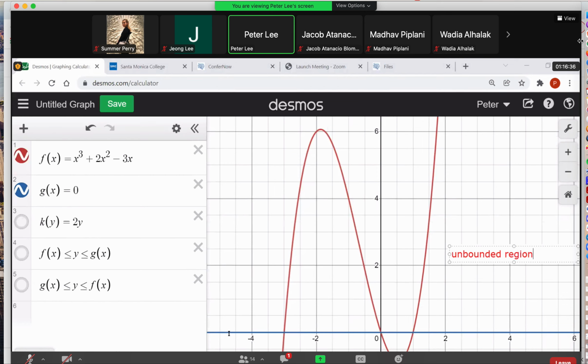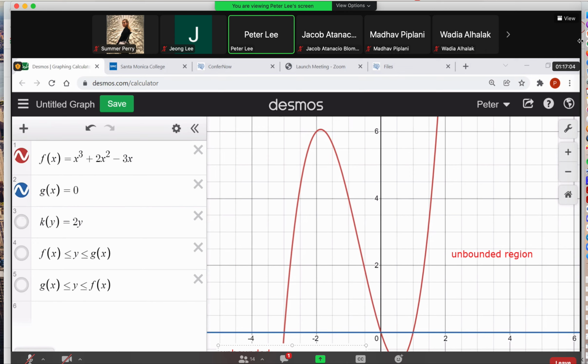And this side right here, the bottom left, is also an unbounded region. That unbounded region is bordered by our function and by the x-axis, or y equals 0. So it is a region bounded by those two curves, but the region is unbounded. Therefore, those kinds of regions we are not going to consider in this class.